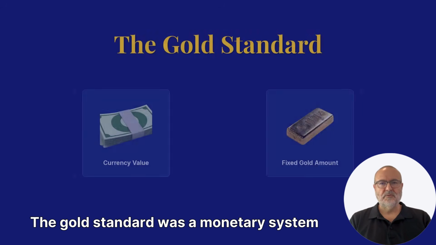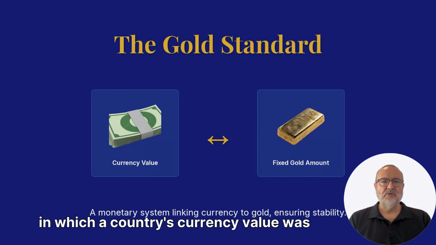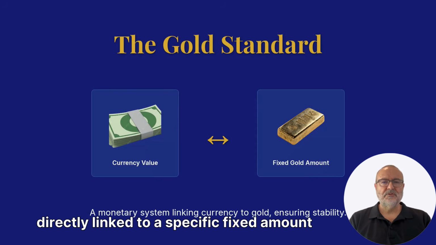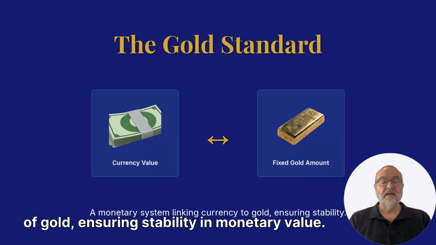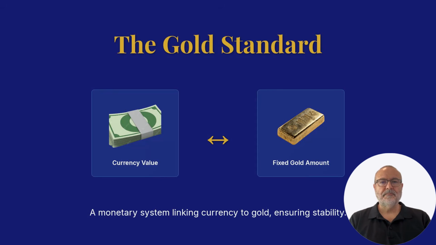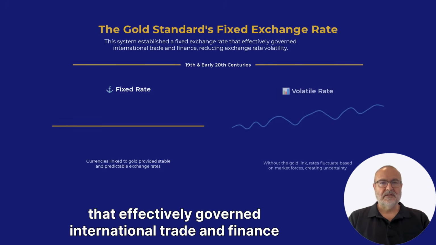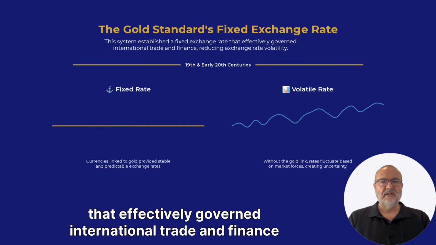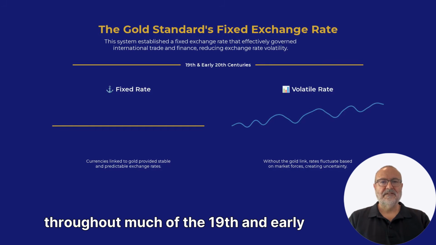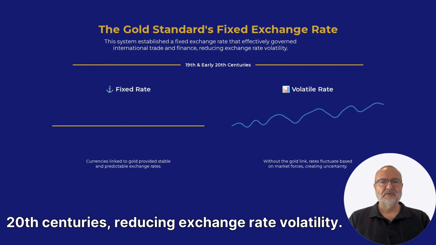The gold standard was a monetary system in which a country's currency value was directly linked to a specific fixed amount of gold, ensuring stability in monetary value. This system established a fixed exchange rate that effectively governed international trade and finance throughout much of the 19th and early 20th centuries, reducing exchange rate volatility.